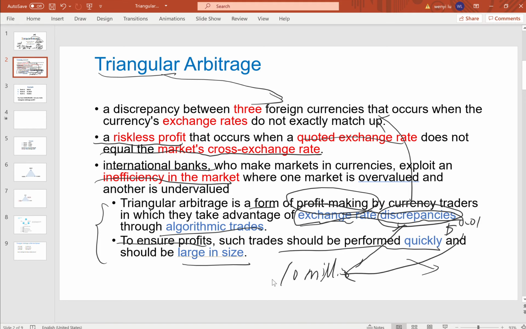So let's take a look at one example. We can try to measure how we can use the cross rate we studied from the last video to compare with the market rate to track the discrepancies. Then we will use arbitrage to make profit.